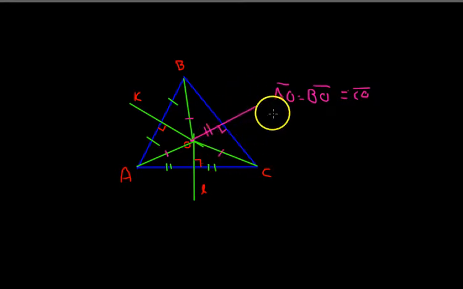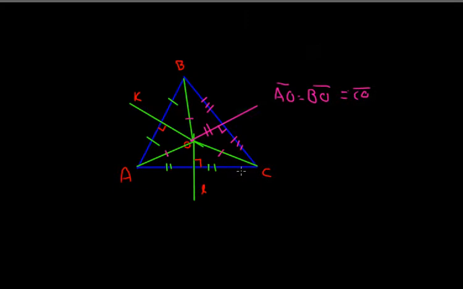So they are congruent. Since these two triangles are congruent, this side is equal to this side, so this is equal to this. So O, since we make that line and it works, has to be on the perpendicular bisector of BC, and that's how we find that out.